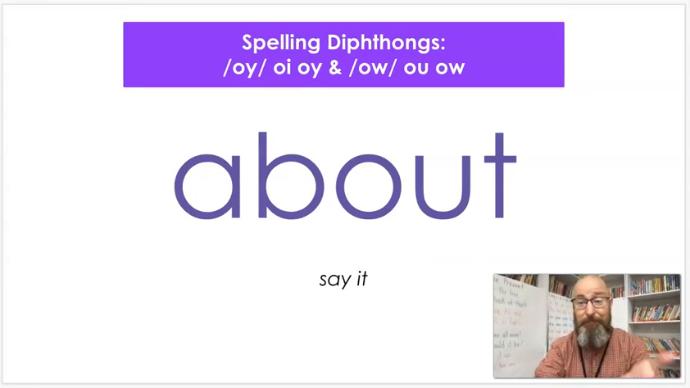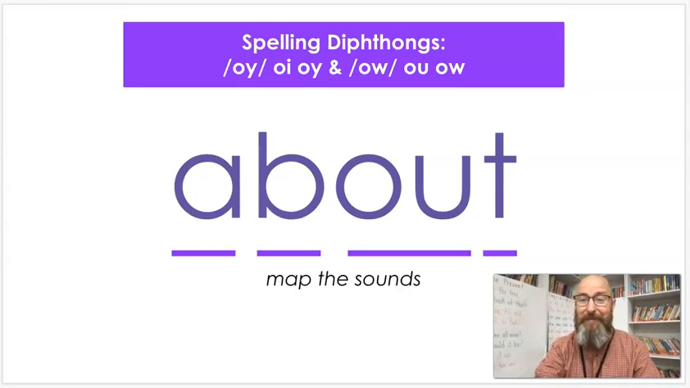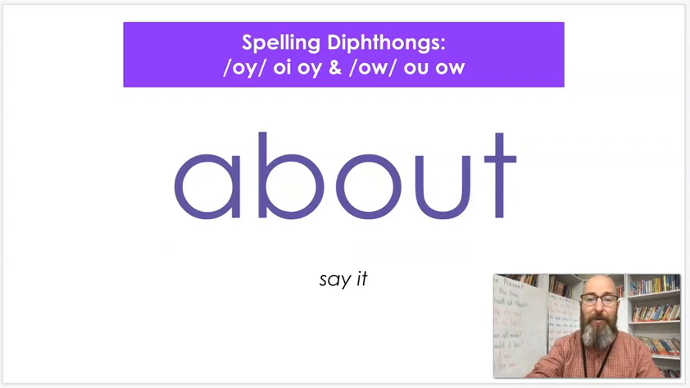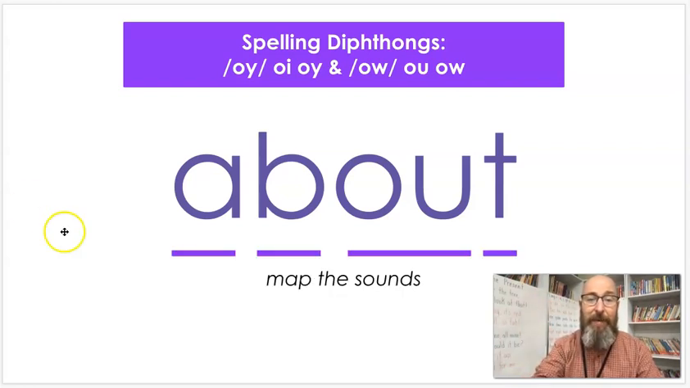About. Map the sounds. B, ow, t. About. Now, I do want to point out in about we have a schwa at the beginning because it doesn't say a and it doesn't say a. It says uh, and when it says that, we call that a schwa.